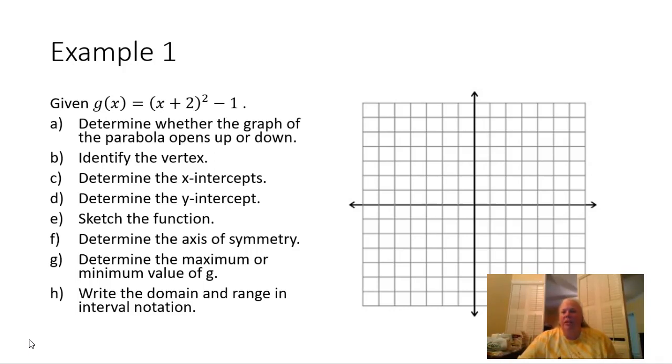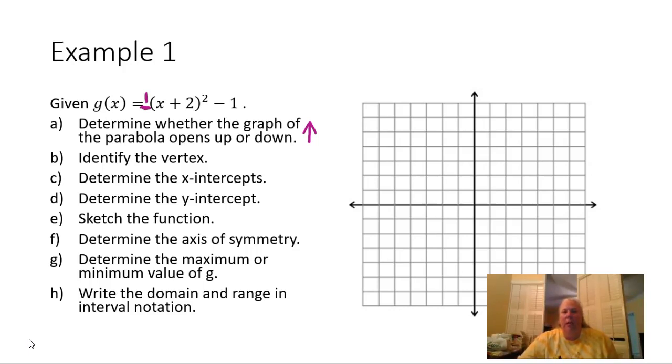When your function is in vertex form, determining whether the graph is going to open up or down depends entirely on whatever number is out here being multiplied by the parentheses. Now in this case, there is an understood 1 out here, and since this is a positive 1, and we know that because there was no negative here, this parabola is going to open in the upward direction. If this number out here were negative, then we would know it would open in the downward direction.